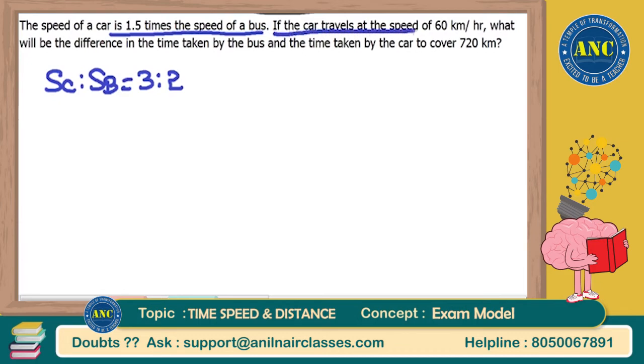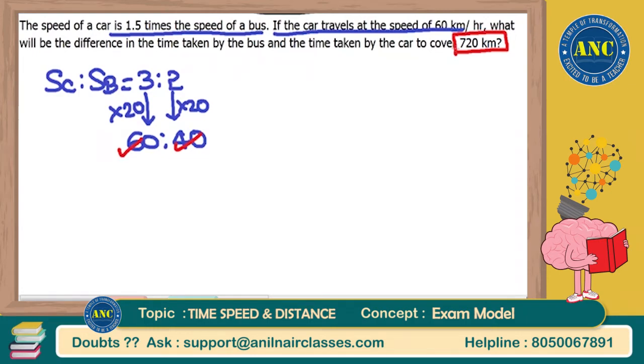if the car travels at a speed of 60 kilometers per hour, speed of car is 60, 3 into 20 is 60, 2 into 20 is 40. That means you know the speed of a car, you know the speed of a bus. Whenever we know it, distance in the question it is given as 720. 720 kilometers is the distance according to the question.